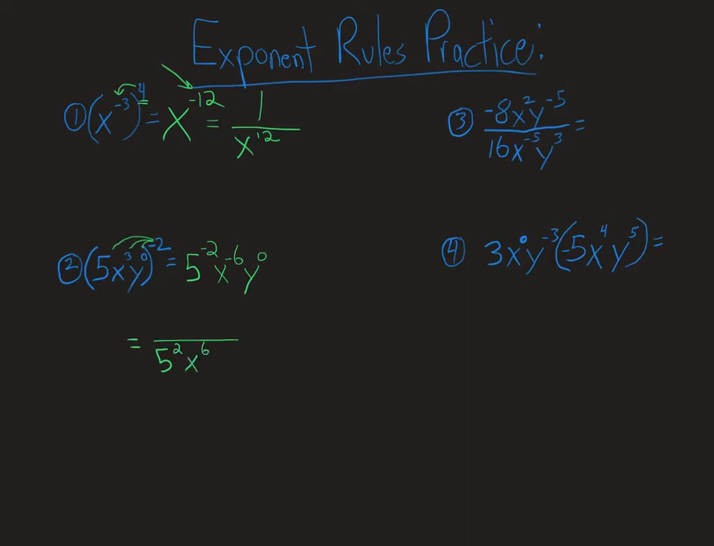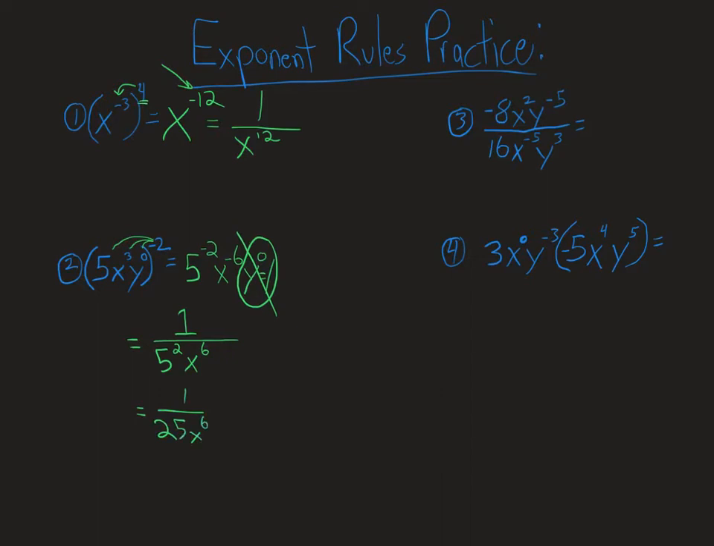And y to the 0, anything to the 0 just equals 1. So we can just cancel that off. It's just going to go away. So there's nothing left on top, but we have to put something there to keep its place. So it's always 1, the invisible 1, and then we can finish with that 5 squared. So it's really just 25x6, 1 over that. There you go.